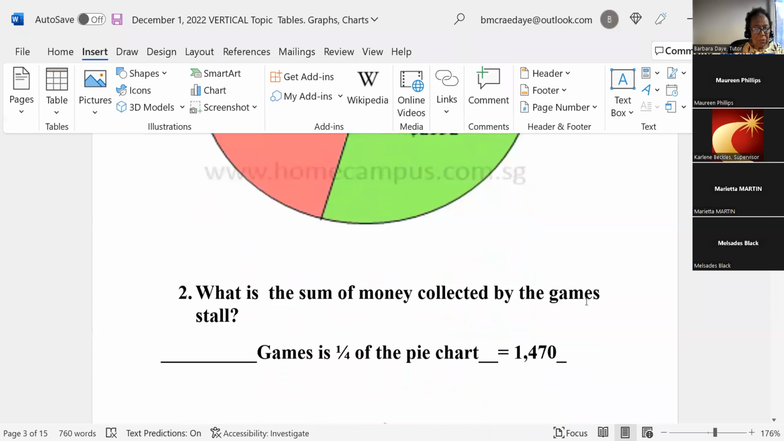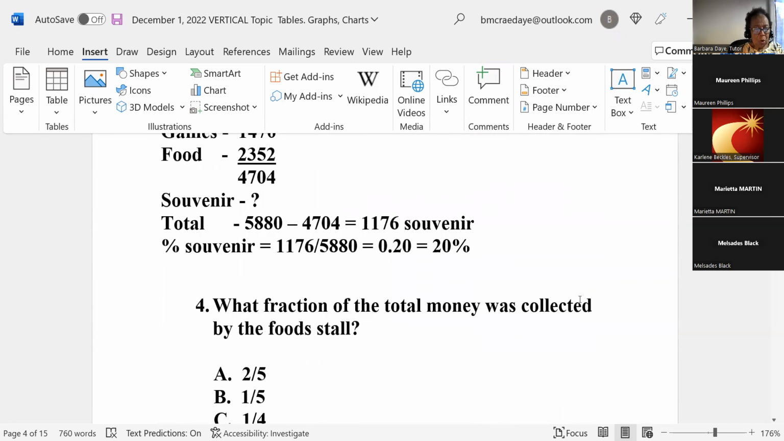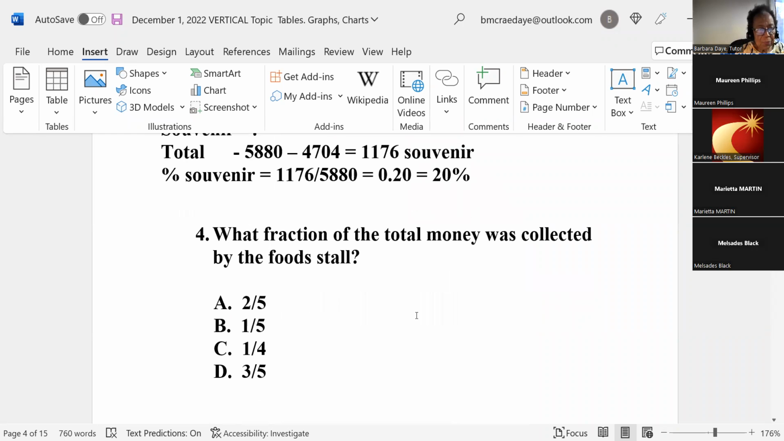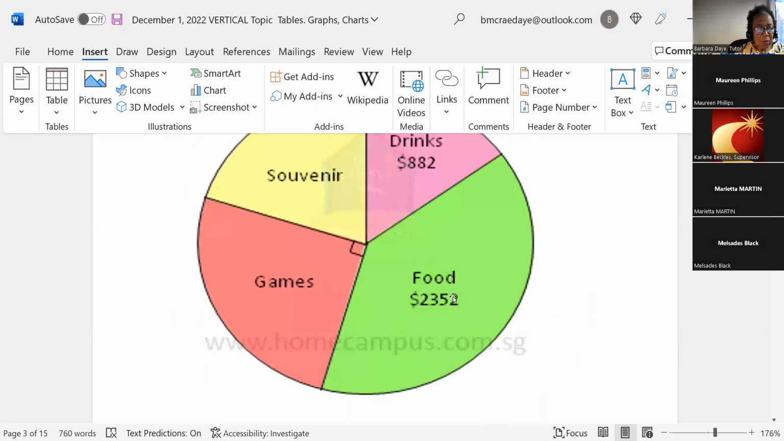Now let's go to number 4. What fraction of the total money was collected by the food stall? How would you find this, Mercedes? I looked at D and divided 3 by 5 and I get an answer. But the food is 23.52, right? Yes. And 23.52 over the total.